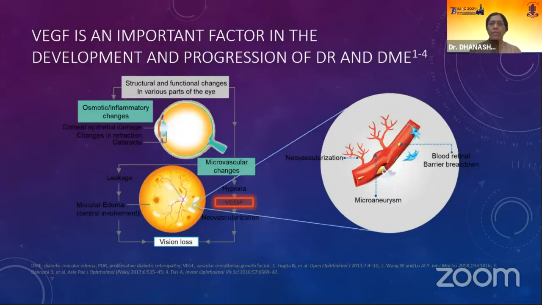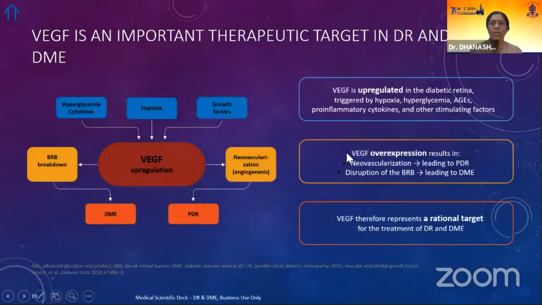So VEGF is the important factor among all these factors, which has been shown to play a major role in the development and progression of diabetic retinopathy as well as DME. It leads to a lot of structural and functional changes in various parts of the eye, and especially in the retina, it leads to breakdown of the capillaries, blood retinal barrier breakdown, leakage from the capillaries, microaneurysm formation, and eventually neovascularization.